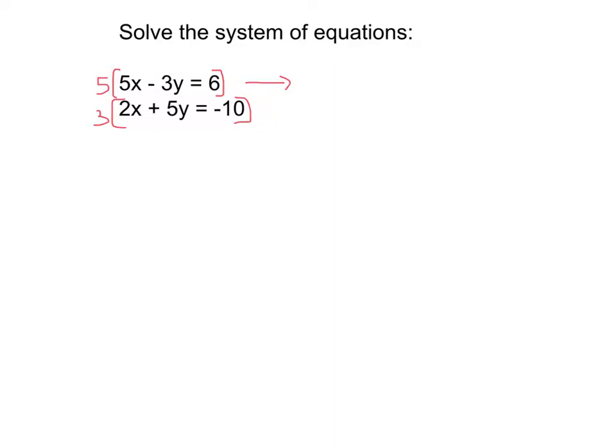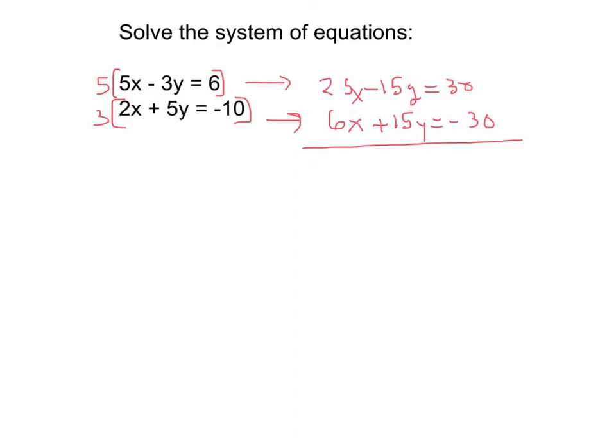So the first equation becomes 25x minus 15y is equal to 30. And the second equation becomes 6x, sorry, that should be 25x, 6x plus 15y is equal to -30. Now notice I have accomplished exactly what I wanted, which is I wanted one of my coefficients to be opposites, -15, +15.